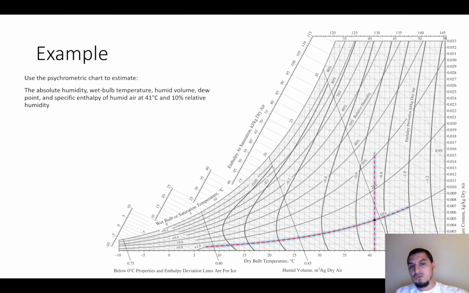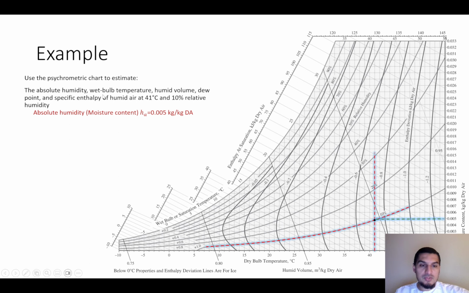So let's go with the requirements. We need to calculate the absolute humidity. So absolute humidity is the moisture content, which is the mass per mass of dry air. So if we go to the right, this is the absolute humidity. It's going to be 0.005, of course, kilogram of water per kilogram dry air. And we have the symbol HA. This is the symbol that we use. So it's as simple as this.